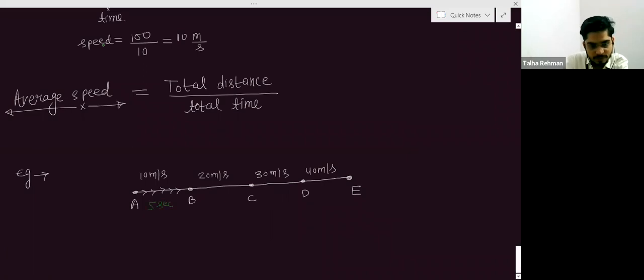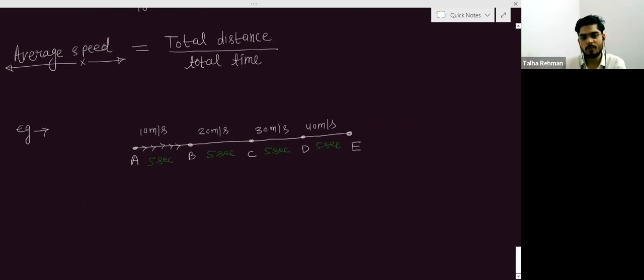5 seconds. In covering this distance BC, again the time taken by you is 5 seconds. In covering CD, the time taken will be 5 seconds, and for DE, again 5 seconds. Time taken can be different also, but I am taking the same time. Because your speed is increasing, in less time you will cover more distance.